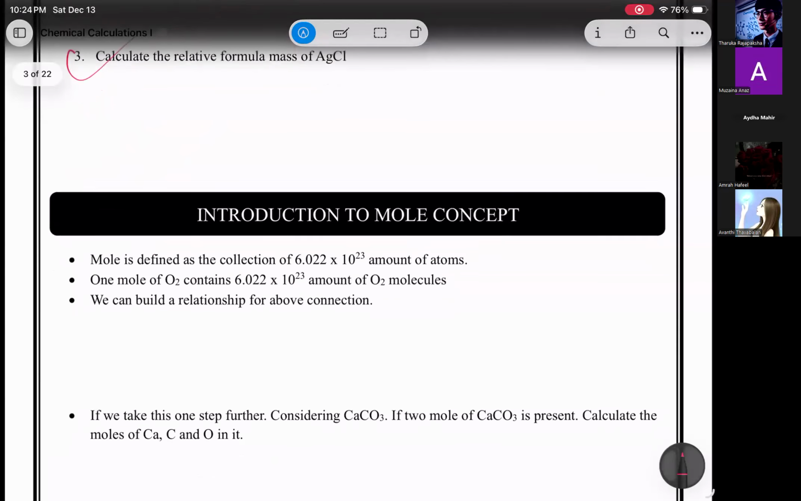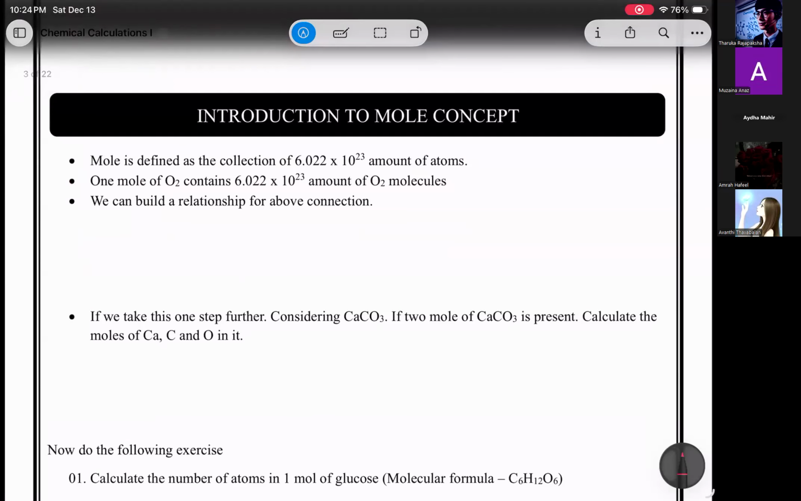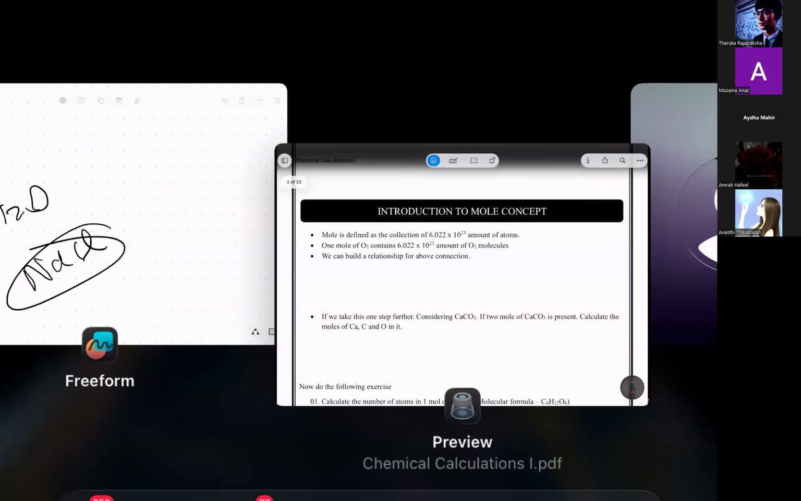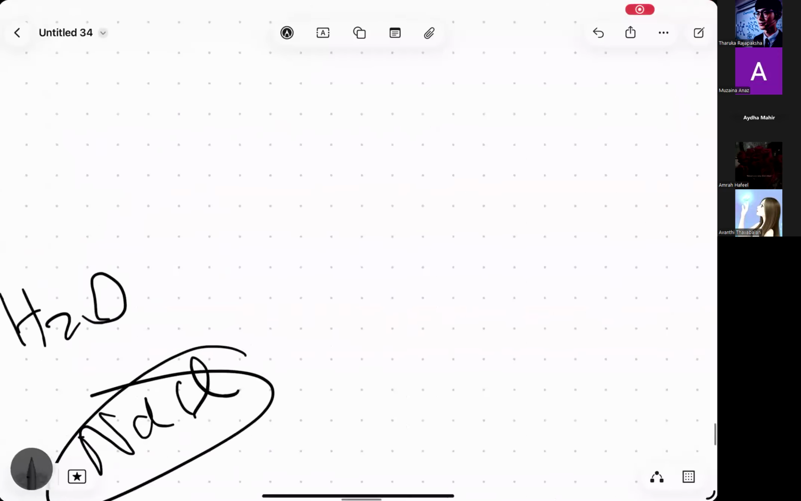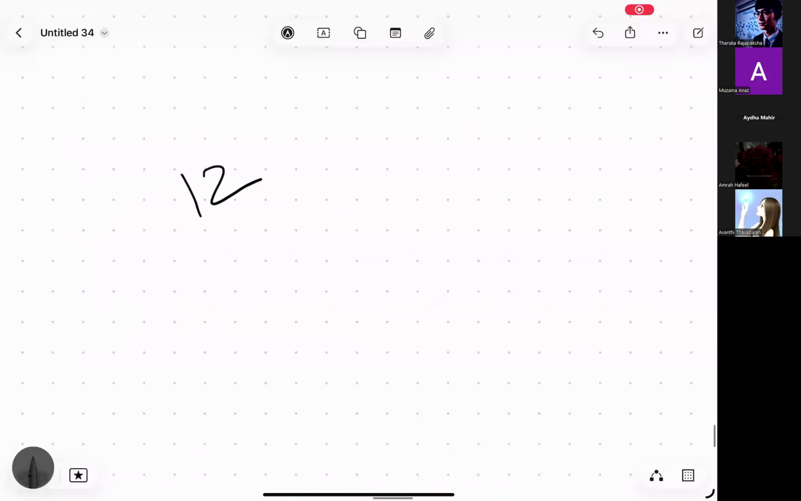Now let's go for the mole concept. Listen, people. Now this is very important. What I'm going to tell you in the next 15 minutes will be very important, so please listen carefully. We give a name for the number 12, isn't it? What is it? Dozen. We call it dozen.